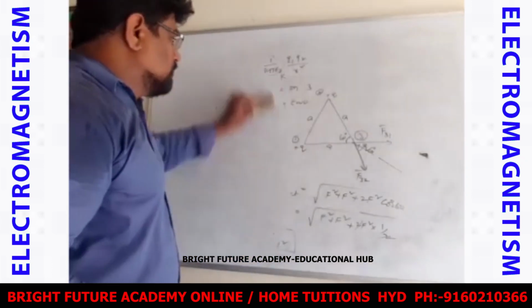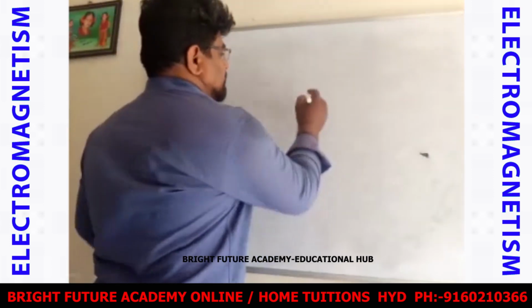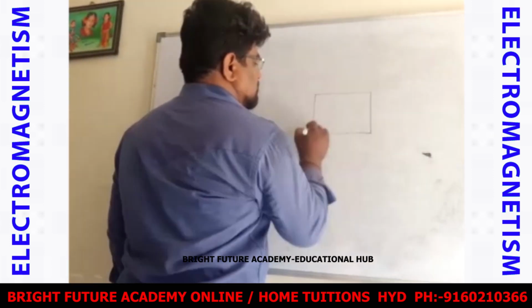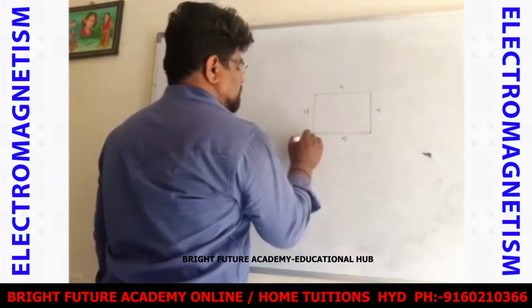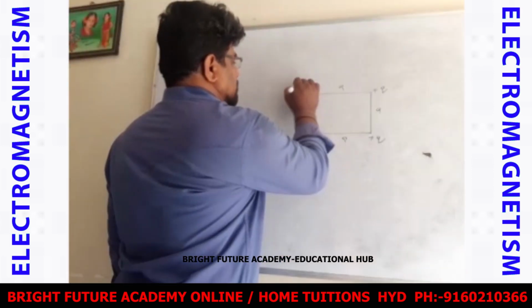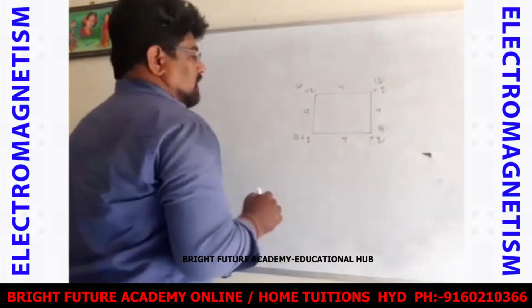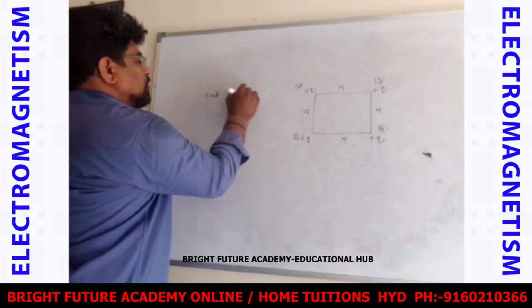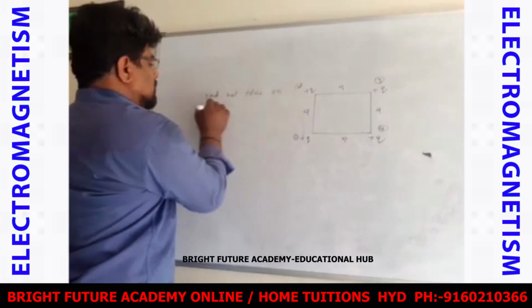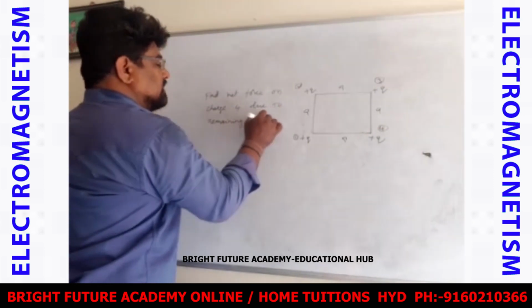Similarly, we have to calculate the net force on any one charge of a square. For example, take a square of side A. Now we keep similar charges at each vertex, labelled 1, 2, 3, 4. Find the net force on charge 4 due to the remaining 3 charges.